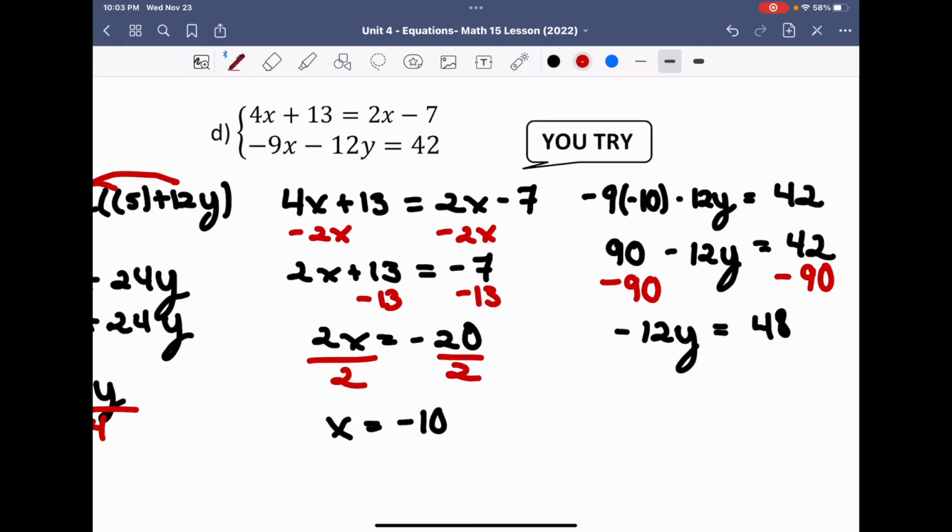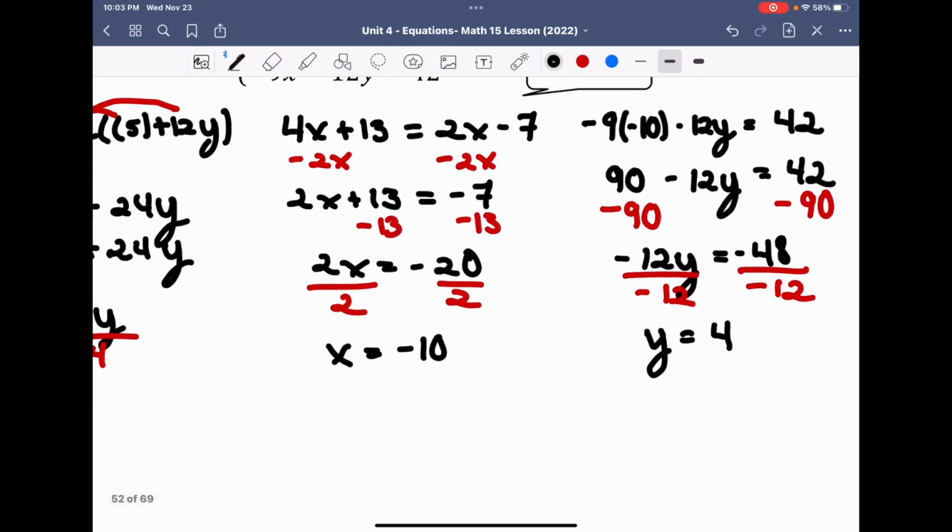And then I'm going to divide by, and I need to make sure I include the negative here, because we have more negative than positive. 42 minus 90 is negative 48. Lastly, I have to divide by the negative 12, divide by the negative 12. Therefore, y is equal to positive 4.